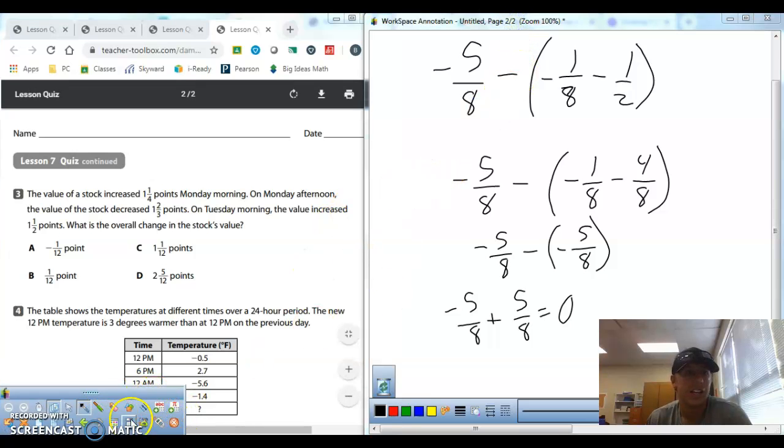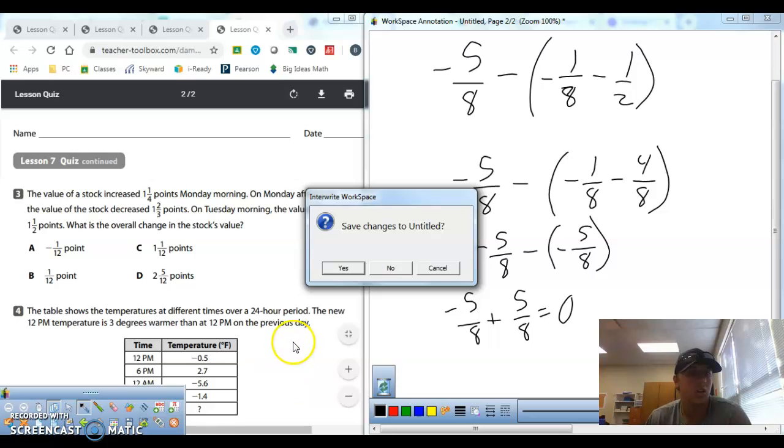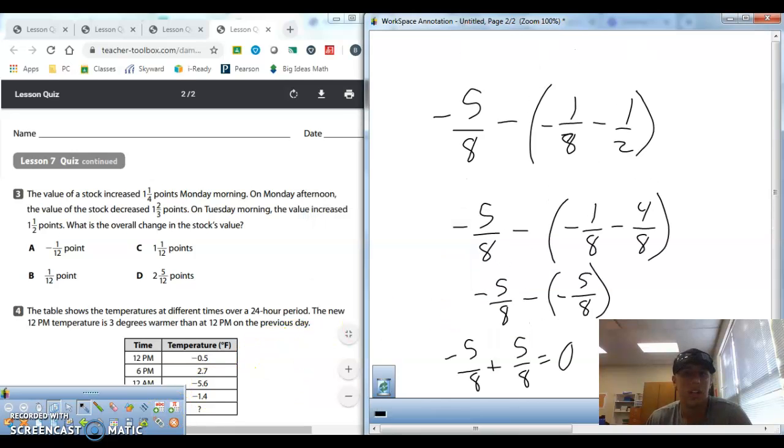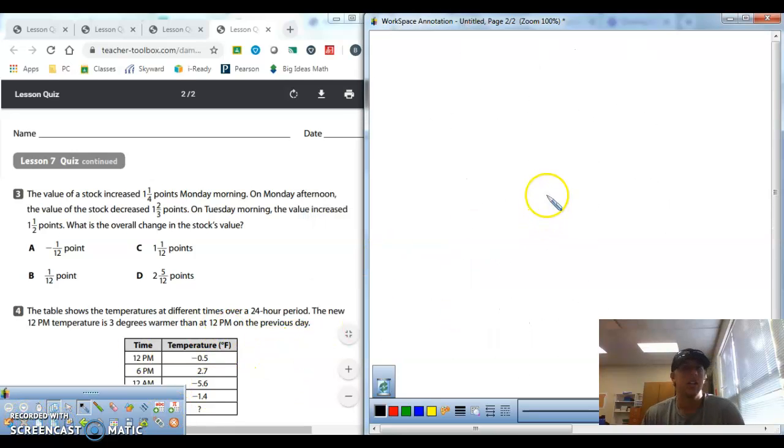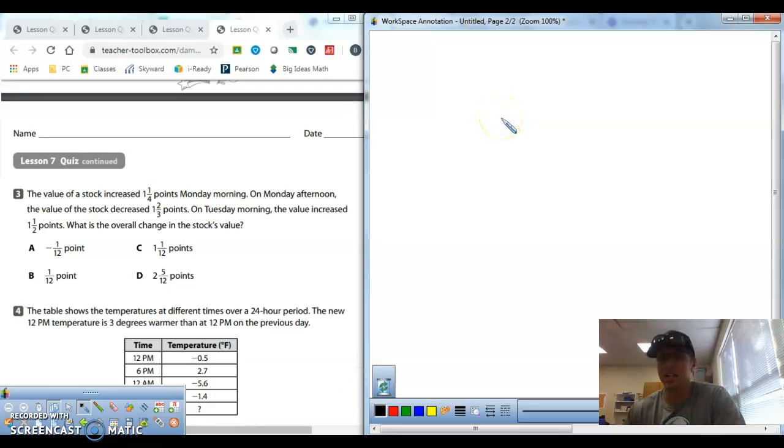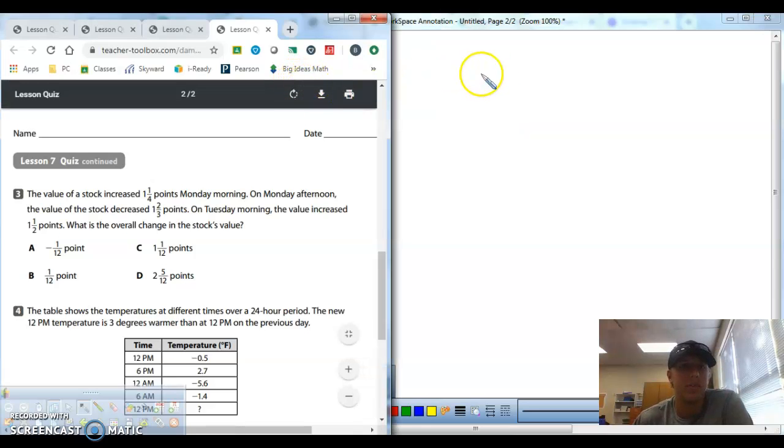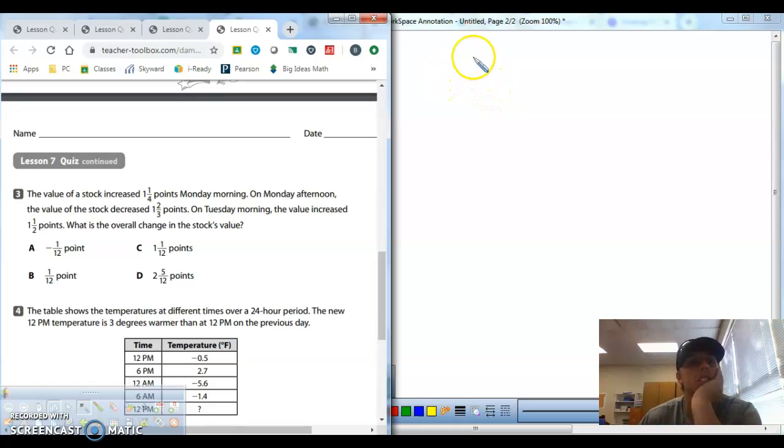Let's look at number 3, and then I'll go through everything, kind of wrap everything up. Okay. So number 3, the value of a stock increased 1 1/4 points on Monday morning. On Monday afternoon, the value of the stock decreased by 1 2/3. On Tuesday morning, the value increased by 1 1/2. What was the overall change?